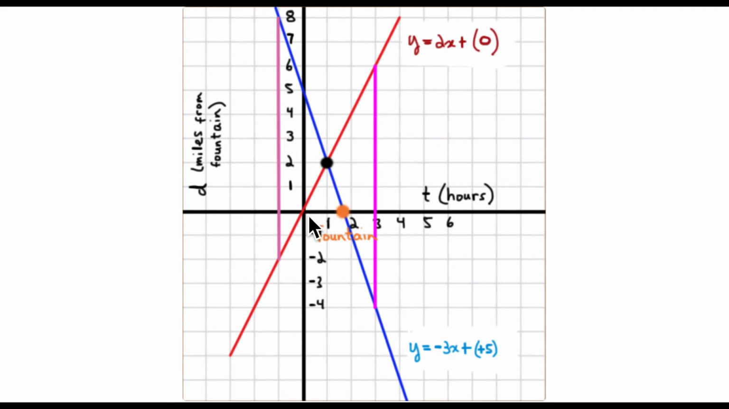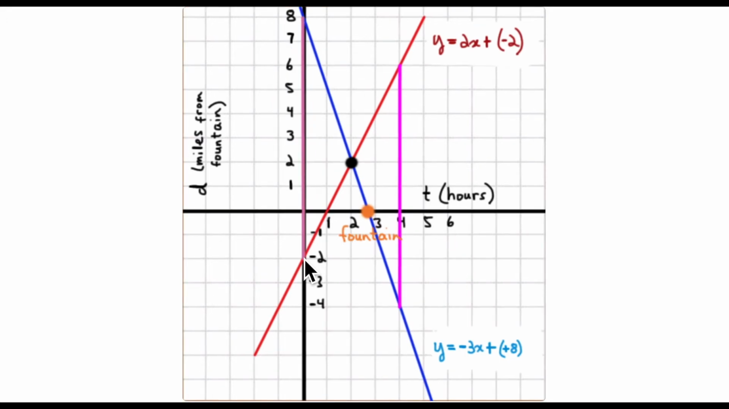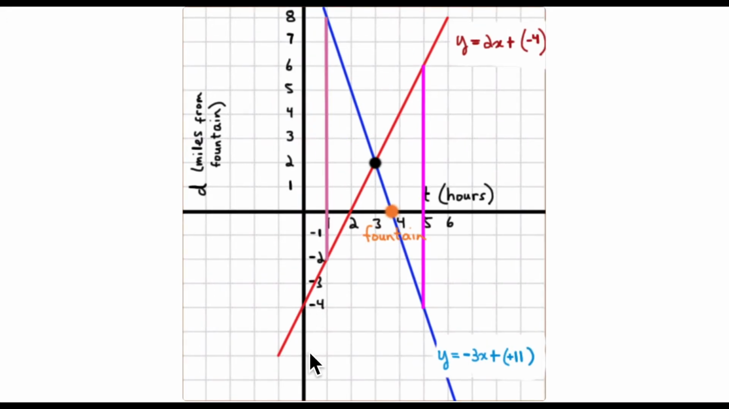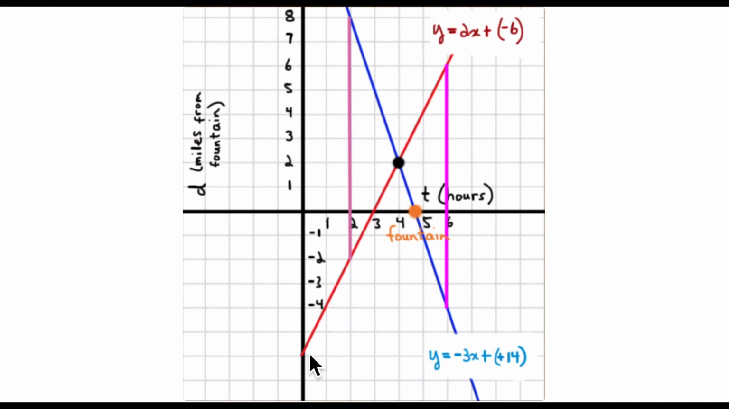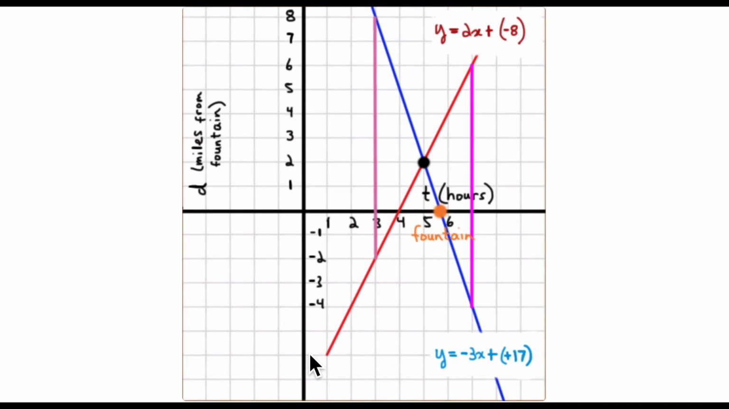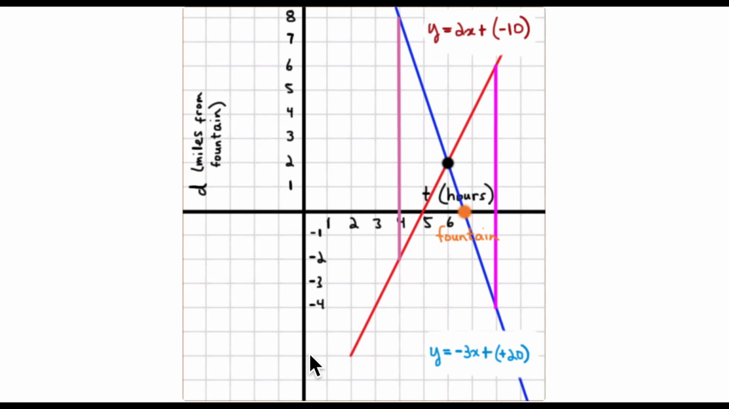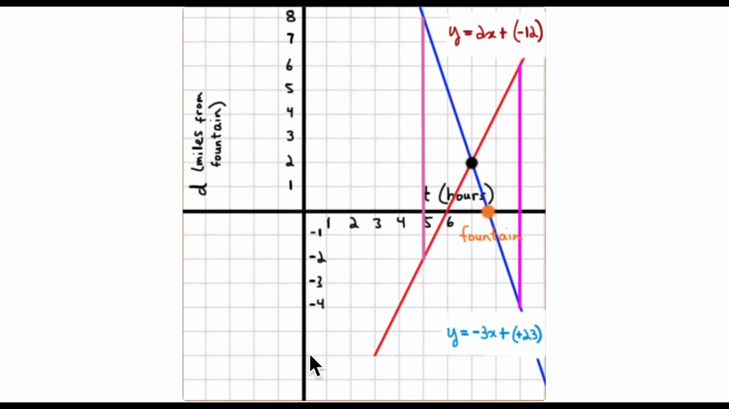Another shift to the right, she's now at the fountain but 2 miles from the house. So this is changing by 2 miles each time. So now she's -2 miles from the fountain, -4 miles from the fountain, -6 miles from the fountain, -8 miles from the fountain, and -10 miles and -12 miles.